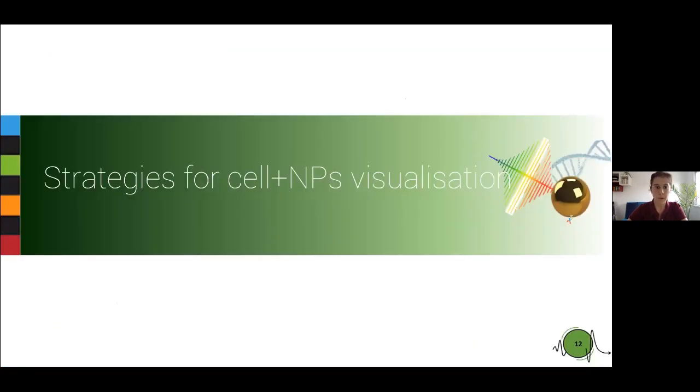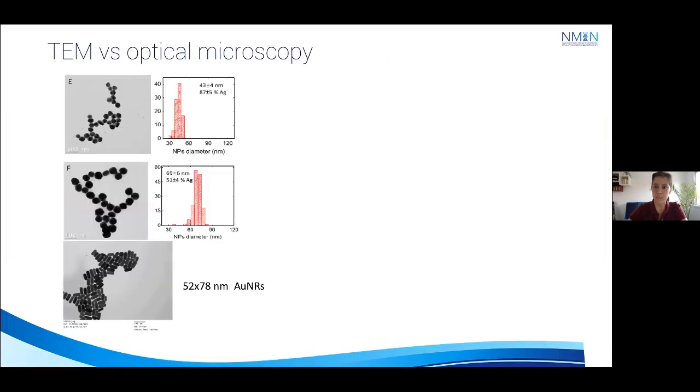Of course, since we are talking about small nanoparticles, we also have to develop strategies in order to be able to see them. One thing that we need to remember is that the size of each individual nanoparticle is far beyond the resolution limit of an optical microscope. Here are, for instance, pictures of nanoparticles of 40 and 70 nanometers in diameter and also elongated nanorods, as seen with a transmission electron microscope.